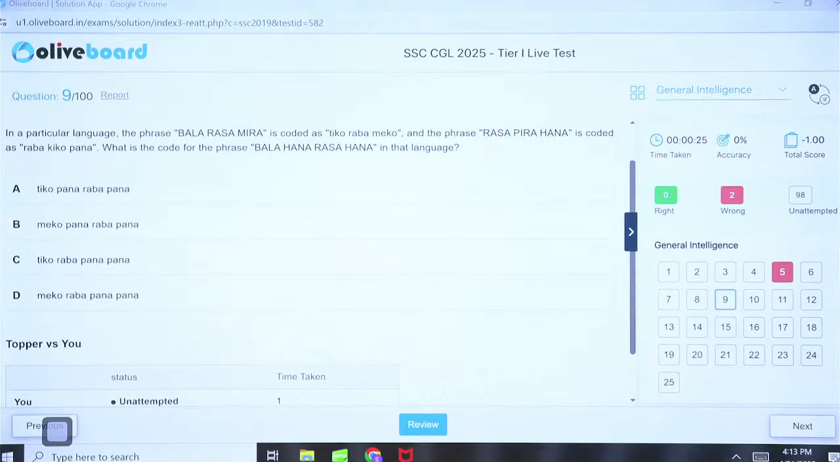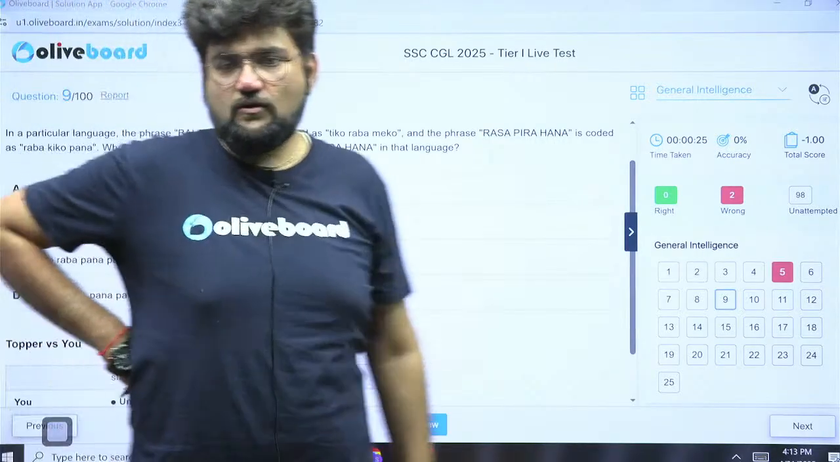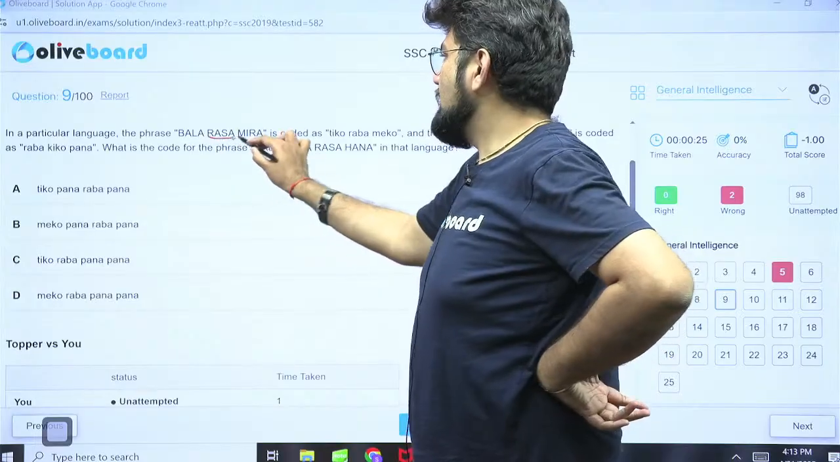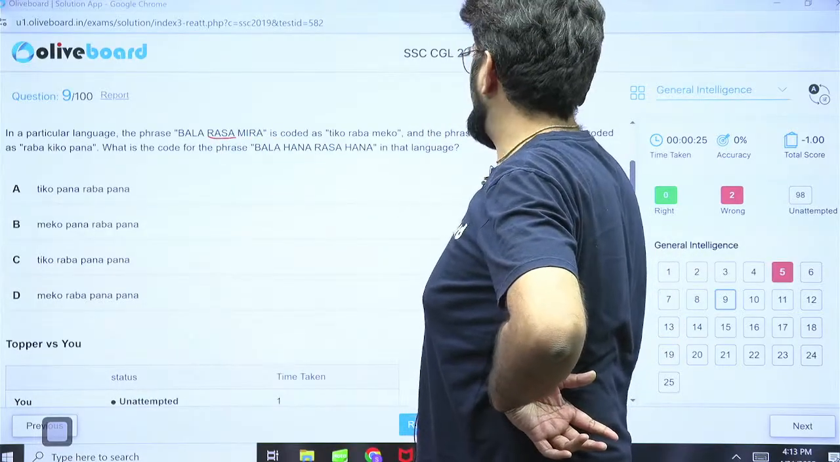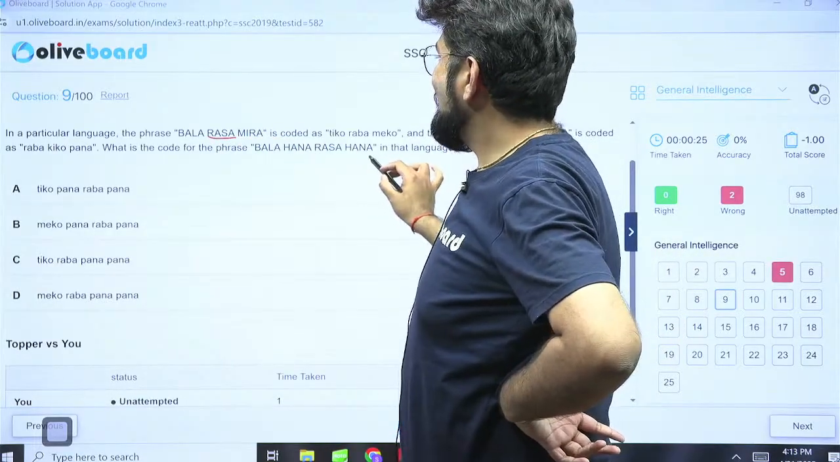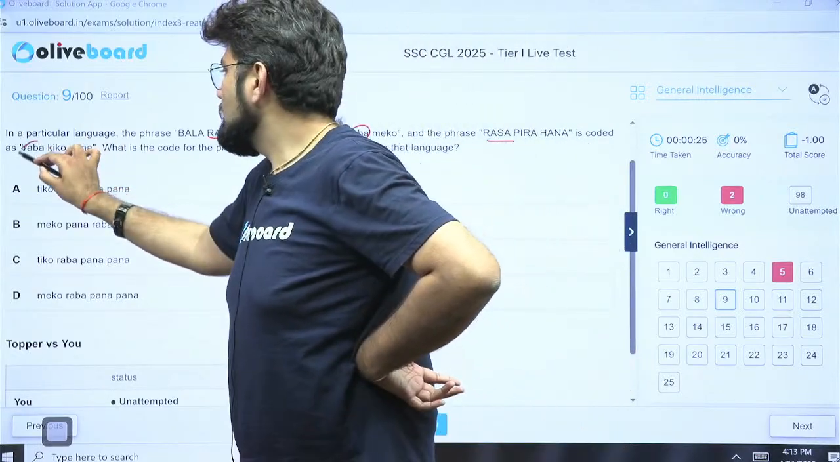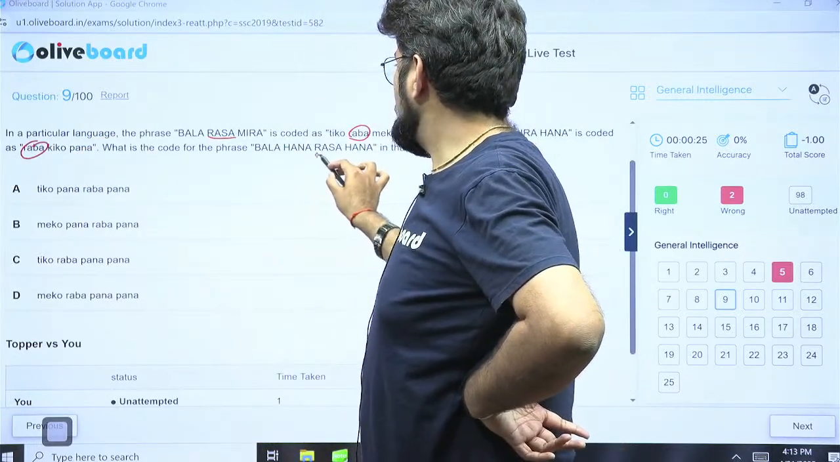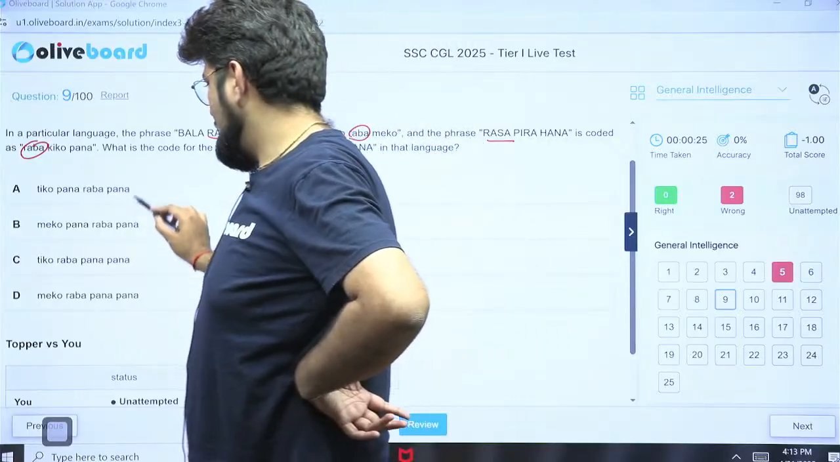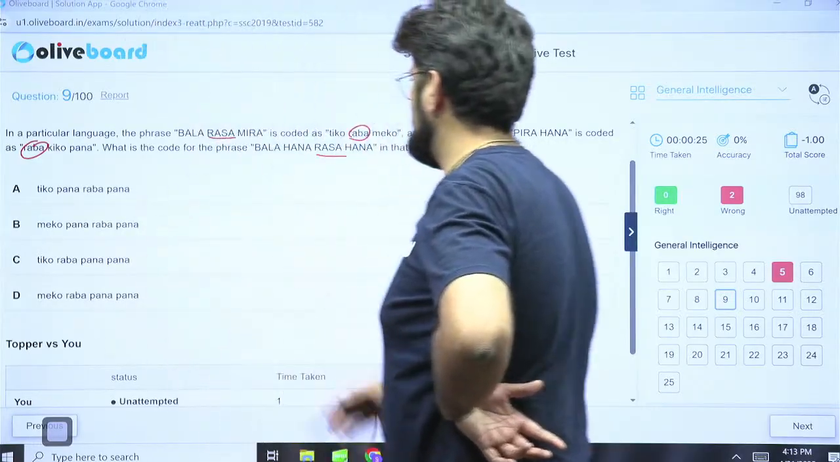See, so the one way here is you'll have to take up the common ones because there's only one possibility. So we have Rasa, which is common in both the cases, and the common code is Raba, Raba. Now here we want that here also. So Raba has to be there, which is there in all the 4 options. So again, that is useless.